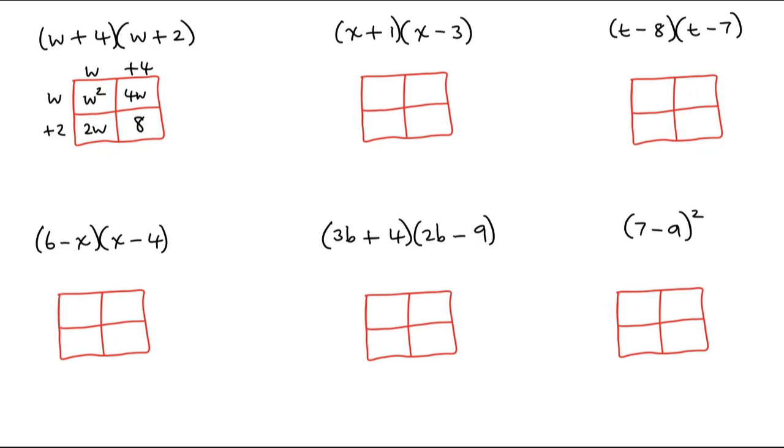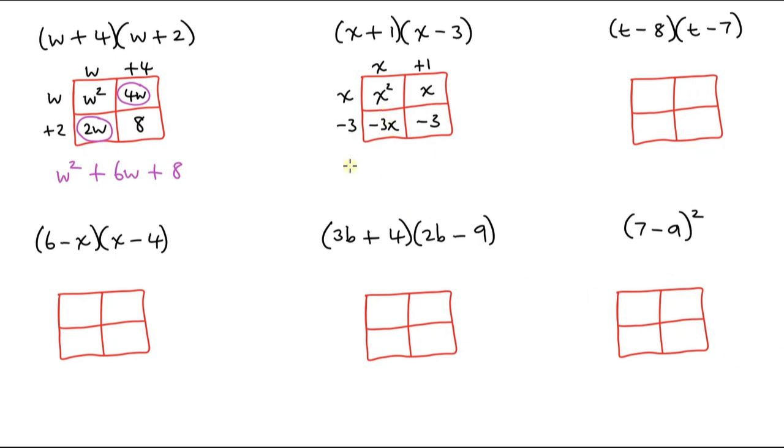So our final answer, let's just do this in purple. We've got w squared. And then these two terms, 2w plus 4w, that's going to give us 6w. And then we've got plus 8. Okay, question 2. We're going to do x plus 1. And then we're going to do x minus 3. So x times x is x squared. X times 1 is just x. Negative 3 times x is negative 3x. And negative 3 times positive 1 is negative 3.